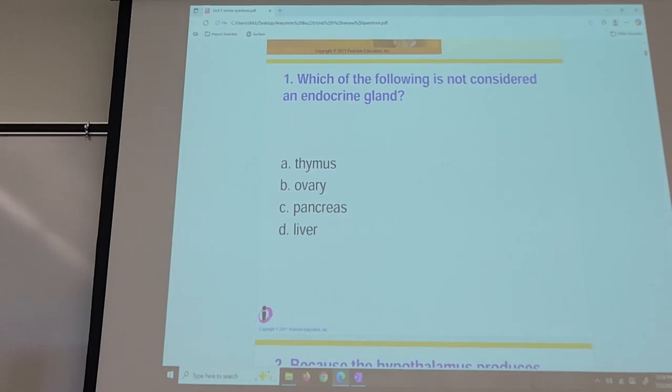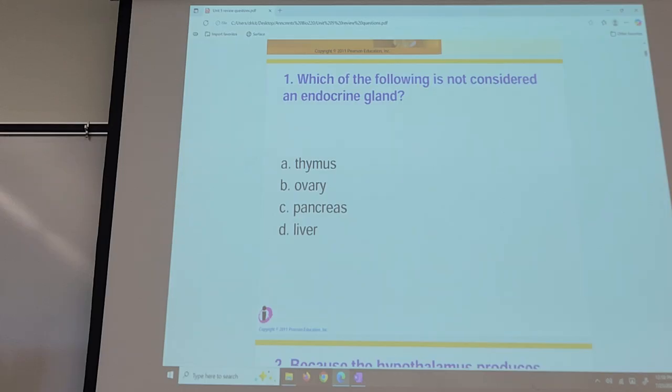Okay, so number one, which of the following is not considered an endocrine gland? The liver. So what determines if something is an endocrine gland? Ductless. And secretes what? What do endocrine glands secrete? Hormones, okay. Does the thymus secrete hormones?